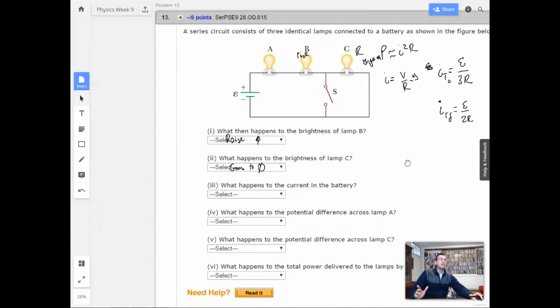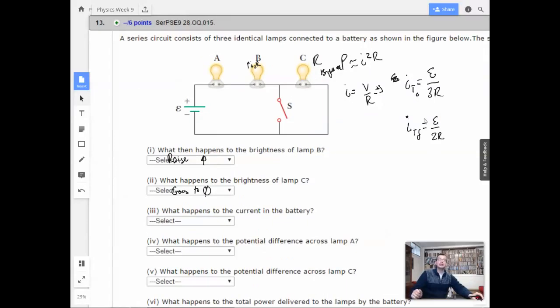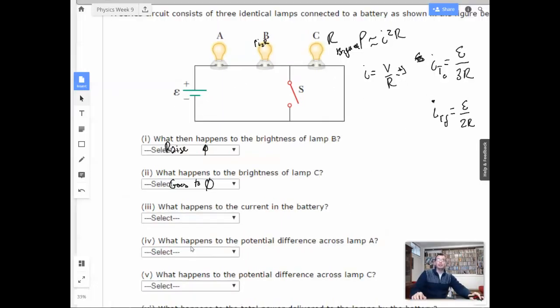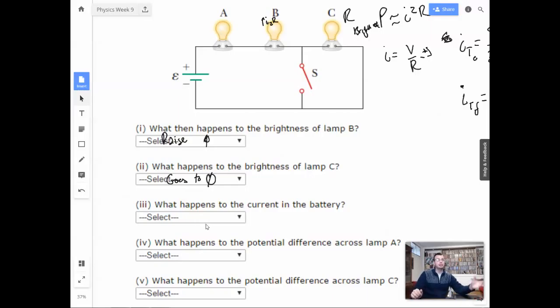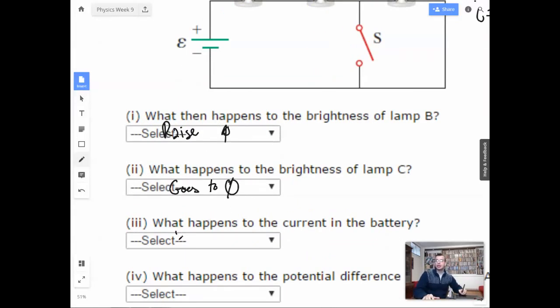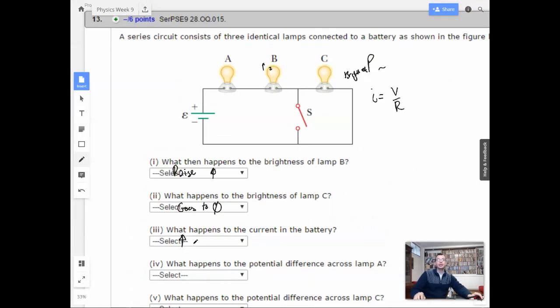So this asks about total current, which is kind of what we already addressed here. The current from the battery, the current total, initially was epsilon over 3R. Once we close the switch, it only goes through 2 resistors, or 2 lamps, so it's going to have less resistance and more flow. If you think of a hydraulic analogy, you have 3 filters in a row. If you take out one of the filters, you're going to have less resistance to flow, so you're going to have more flow from the battery. So this goes up. The current from the battery rises.